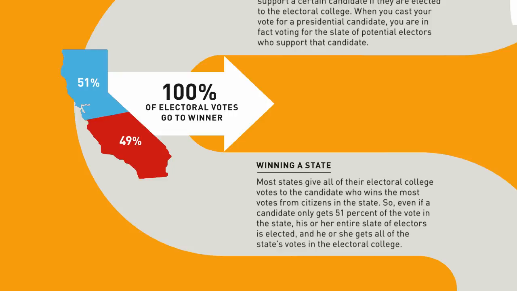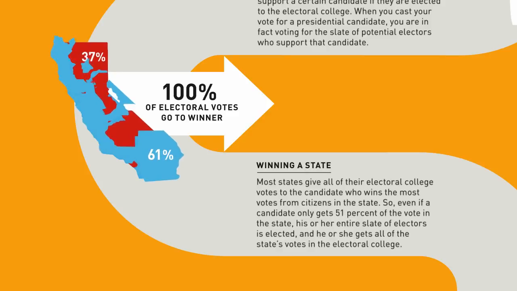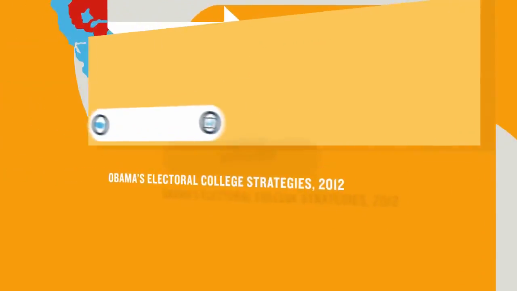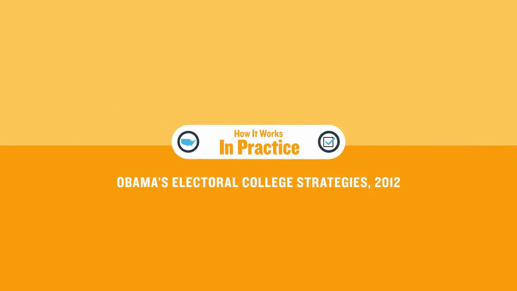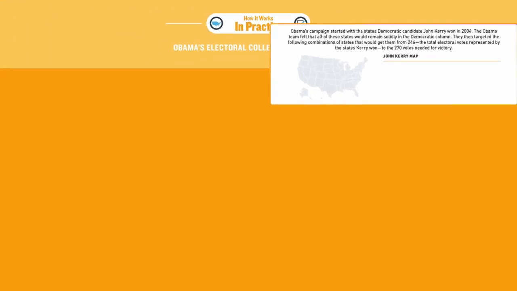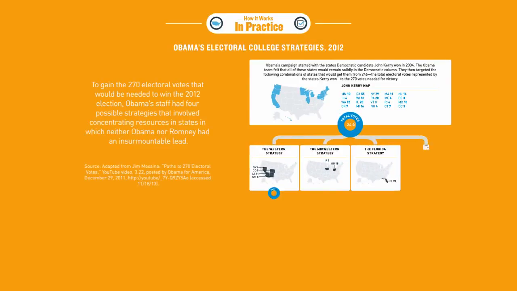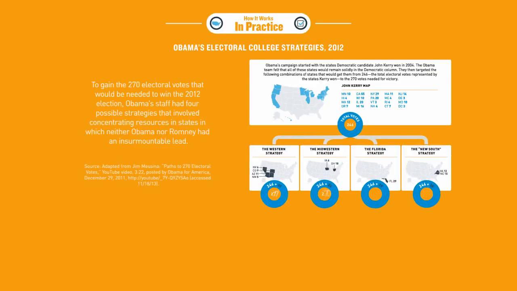In California, for example, about 61% of the voters supported Barack Obama in 2012. Nonetheless, Obama got all of California's 55 electoral votes in the Electoral College. The winner-take-all nature of each state's electoral votes encourages campaigns to identify a few key states and focus most of their attention on only these states.